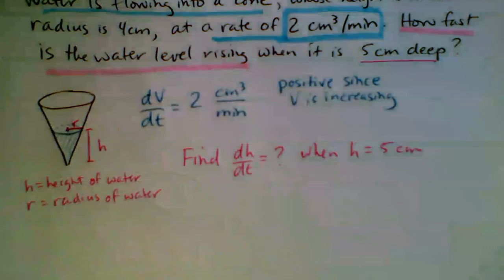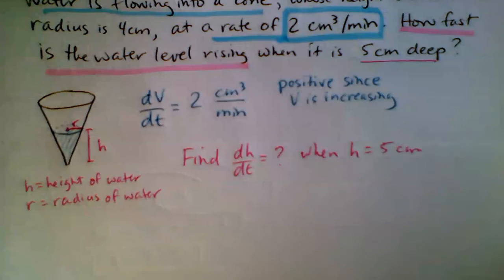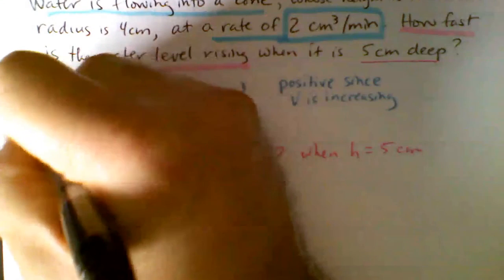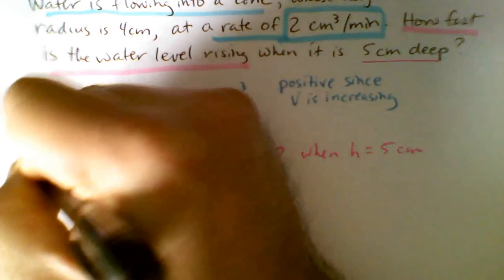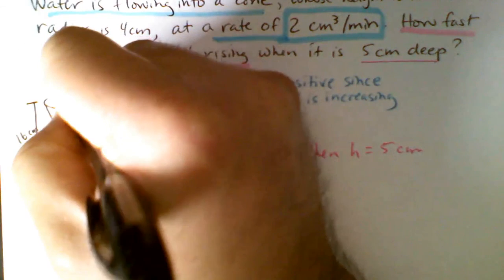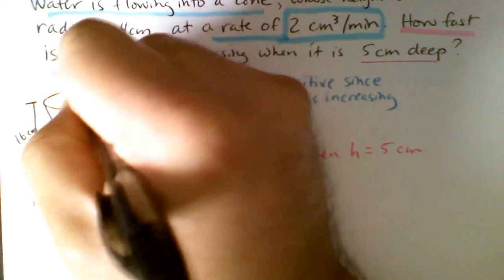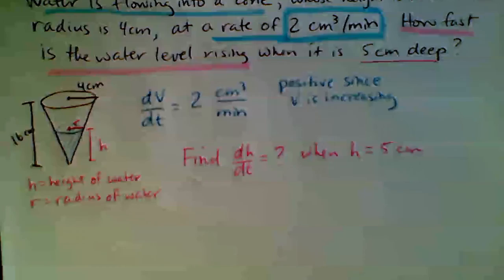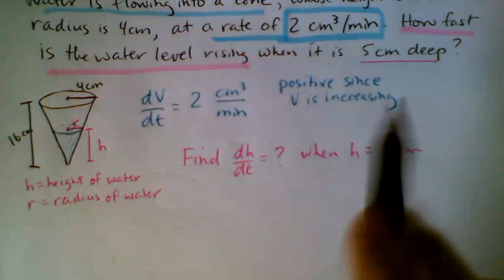In fact, if we want to put 16 and 4 into this picture, the 16 is there solidly as the height of the whole cone, and 4 is there solidly as the radius of the whole cone. So that's where it would come into play.